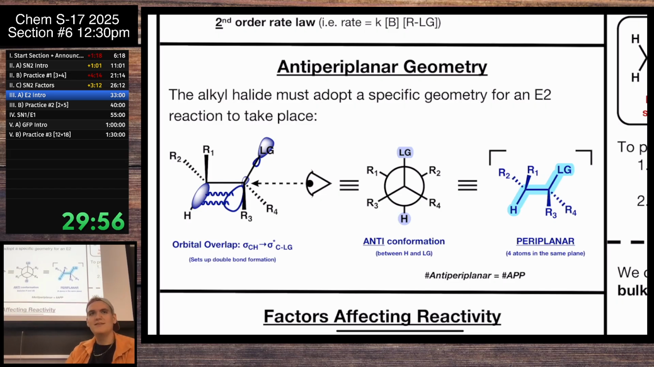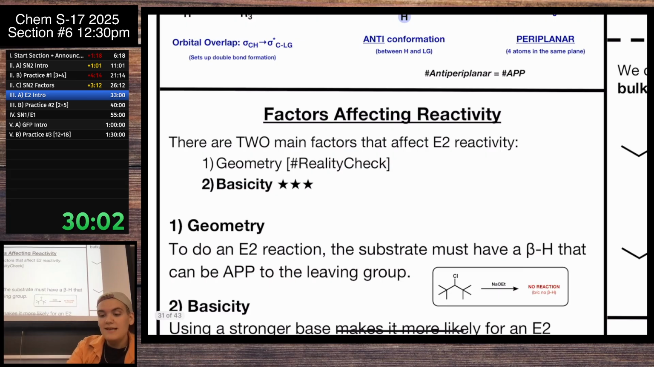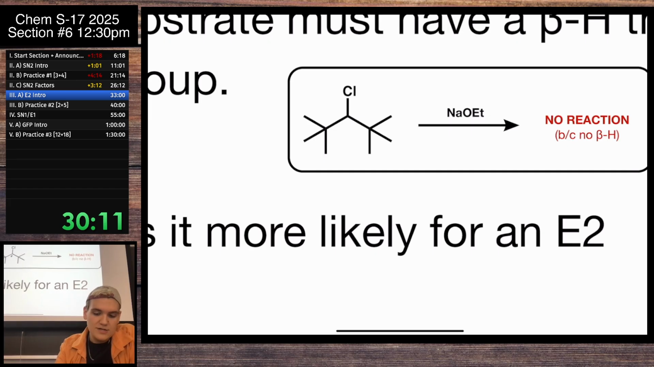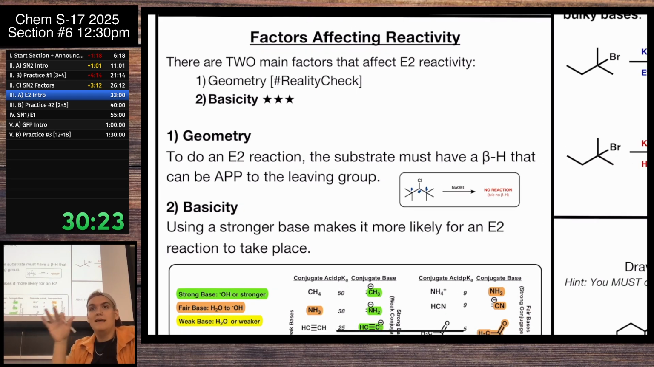Anti-periplanar geometry. So, factors affecting E2 reactivity, one of them is just this geometry reality check. So let's see a scenario where E2 is impossible. If we look here, we have our alpha position, we have our beta position. Do we have any beta hydrogens? No. So if we don't have any beta hydrogens, no reaction. Exactly. This is our reality check for whether anti-periplanar geometry is possible.